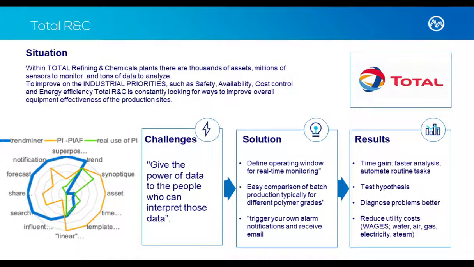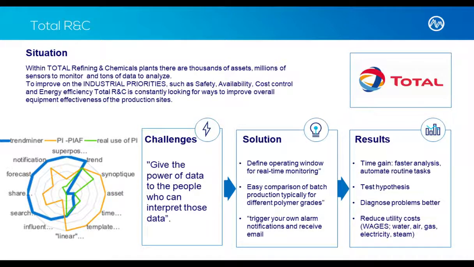An interesting slide here. So Total saved a lot of money on utility costs, water, air, gas, electricity, and steam. They were able to improve their safety, asset availability, and so on. What I would like you to focus on is this chart right here, which they created when they were analyzing TrendMiner, about the complementarity on top of existing data infrastructure.